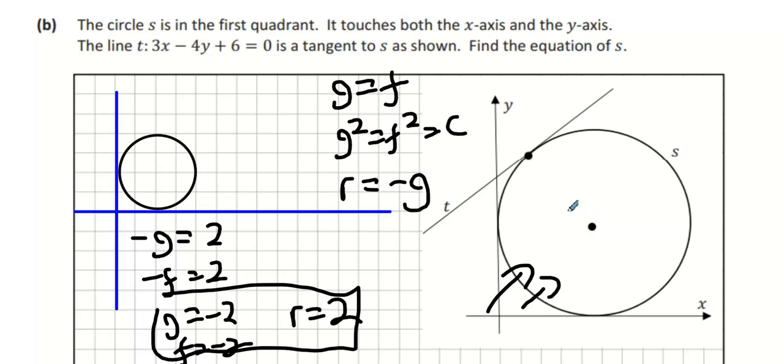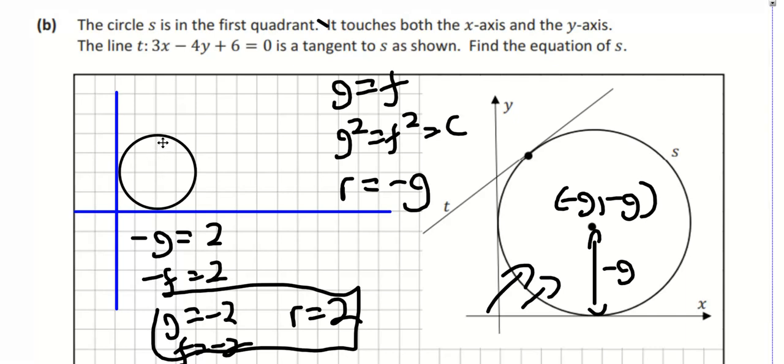So the center is minus g, minus f, but we know that f equals g, because it's going to be like 2, 2 or 3, 2 or something like that. So we know the center is now minus g, minus g. We know that the radius is also minus g. Okay, so that makes things a lot easier.